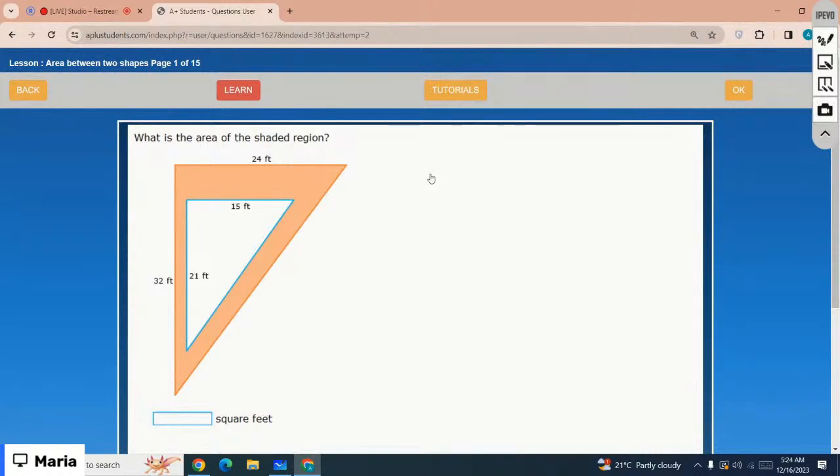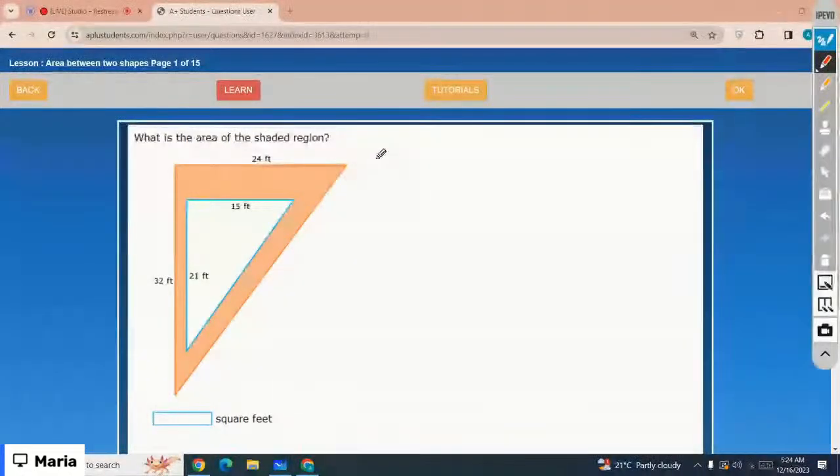Okay, you are given a triangle. You know how to calculate the area of a triangle. Whenever you need to calculate the area of a triangle, you need the formula, that is half times base times height. So just calculate the area of the outer triangle. That means half times base times height. So 2 times 16 is 32 and 16 times 24 is 384.